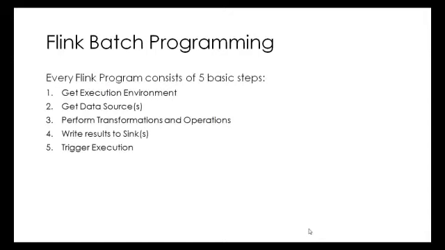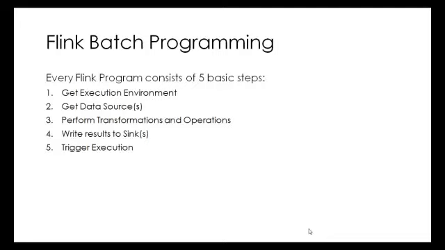Writing a Flink program is pretty simple, actually. There's only 5 steps, and here they are. You're just going to get an execution environment. You have to initialize Flink somehow, so it has a couple of calls to set it up. You're going to say, here's where my data source is. Then you're going to specify, here are the transformations and operations I want to do on this data. You're going to write your results to the sink, and you're going to trigger the execution.